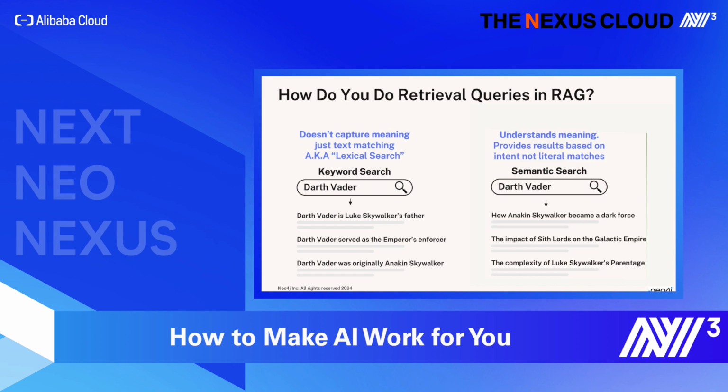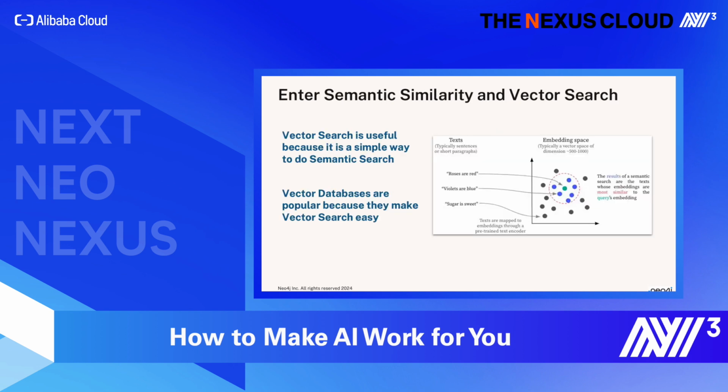But what you want is this. You want to know much more than just the answer. So you need a semantic search. If you ask about Darth Vader, it predicts what you want to ask next: how Anakin Skywalker became the Dark Lord, the impact of the Sith Lords on the Galactic Empire. Star Wars fans here? Everybody knows Star Wars. Okay, so I'm going to explain who Darth Vader is, the complexity of Luke Skywalker's parentage. These are things that semantic search, you expect the LLM to give you, and you expect RAG to deliver this kind of result. This is the ideal result. And this is what it does.